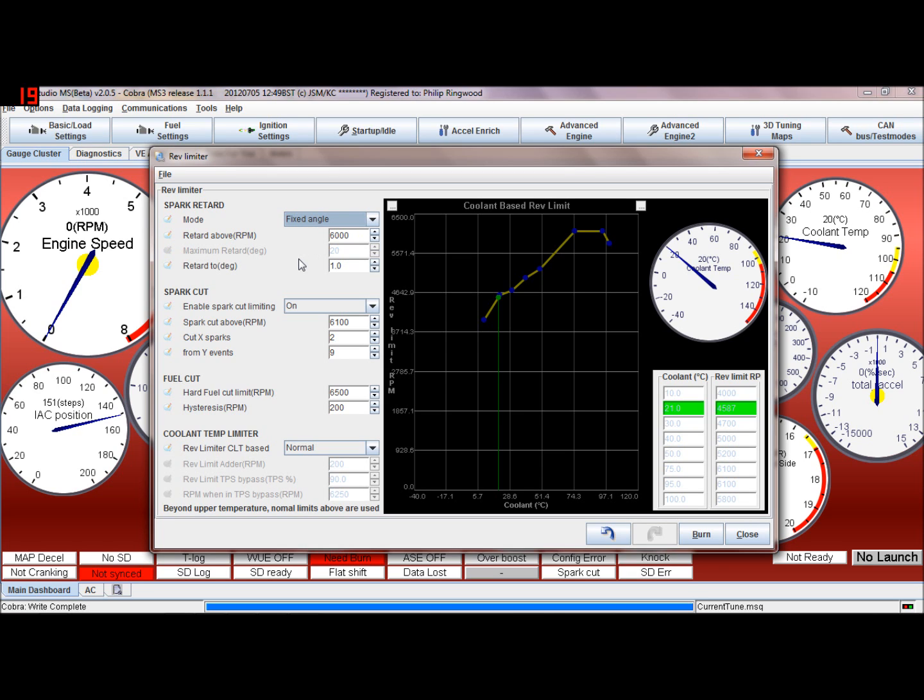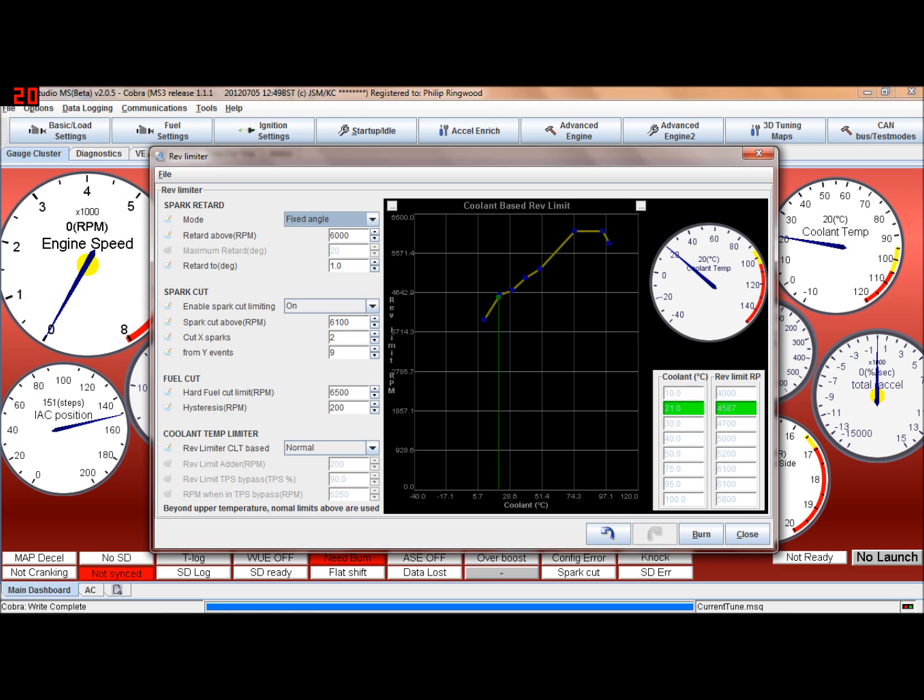A lot of engines don't tend to work. Mine certainly, I've not come across an engine that works well with retard. You don't tend to feel the power drop off using retard. Spark cut, it certainly does work well. You instantly feel it as soon as you dip the throttle, release the throttle and dip the clutch in. So I tend to use fixed angle above 6,000. My absolute limits are probably 6.5, but there's pointless ever going above 6.